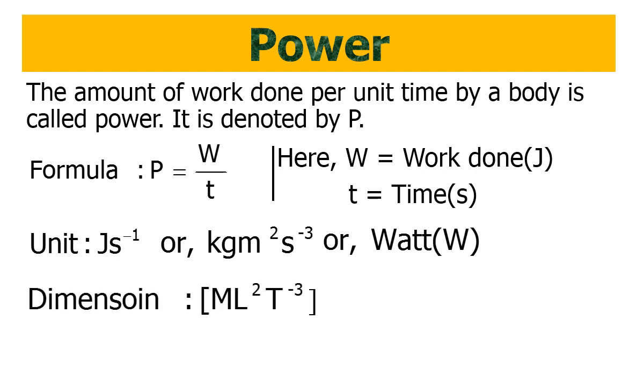The dimension of power is ML square T inverse 3. Power is a scalar quantity. That means power has only magnitude but no direction.